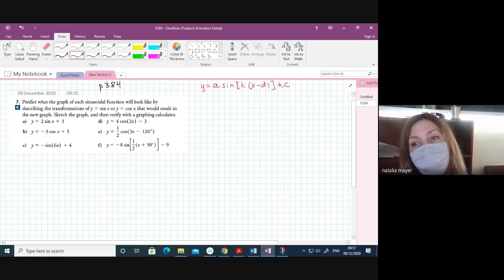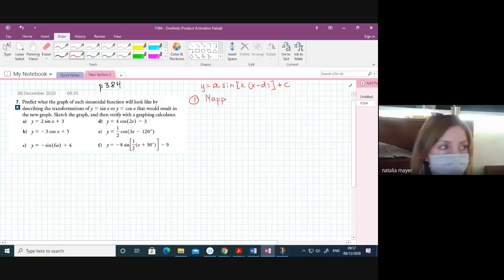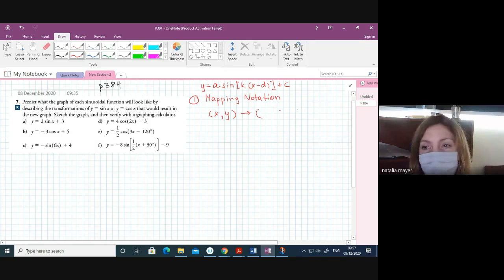Okay. So we are going first to explore the mapping notation method, because I assume that it's going to be easier for you since you know how it works. So mapping notation. For mapping notation, the whole idea is that I have x and y coordinates of the parent function, and I apply the a, k, d and c parameters of transformation in order to get the new ordered pair, right, corresponding to this one.